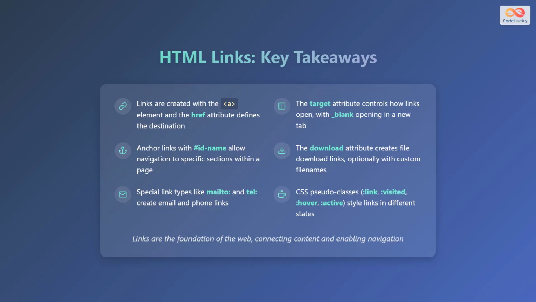The download attribute creates file download links, optionally with custom file names. Special link types like mailto: and tel: create email and phone links. Finally, cascading style sheets or CSS pseudo-classes such as link, visited, hover, and active style links in different states. Links are the foundation of the web, connecting content and enabling navigation.